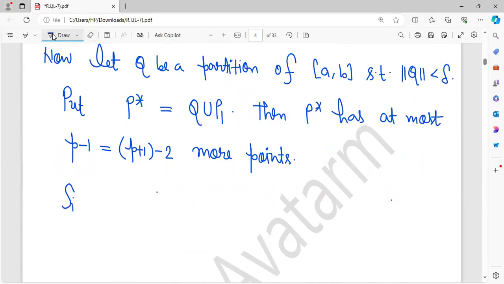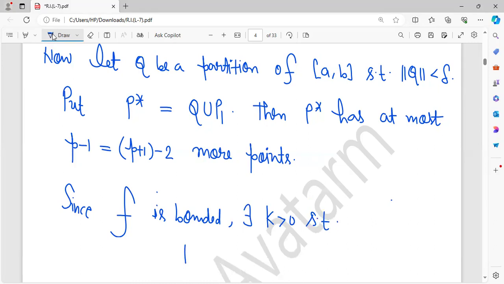Since f is bounded, there exists k greater than 0 such that |f(x)| is less than or equal to k for all x belonging to the closed interval [a, b].